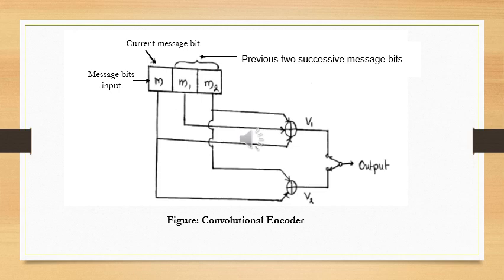Here, the current bit is M and we have previous bits M1 and M2. For each time slot, the input bit is given to M. The shift register shifts the contents of M to M1 and the contents of M1 to M2. Here we have two outputs V1 and V2. From the first modulo 2 adder, we get V1 equals M modulo 2 addition with M1 modulo 2 addition with M2. And from the second modulo 2 adder, we get V2 equals M modulo 2 addition with M2.